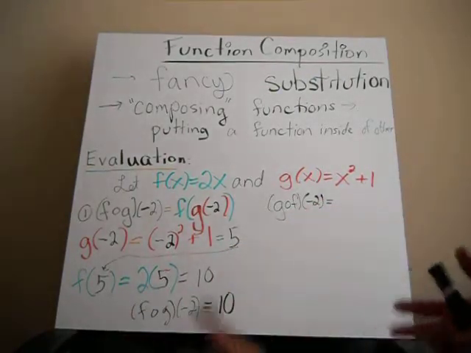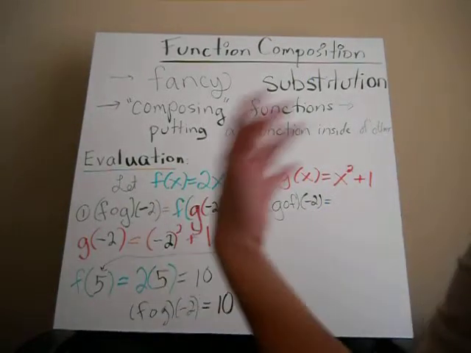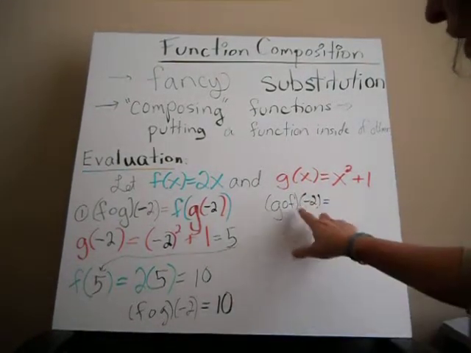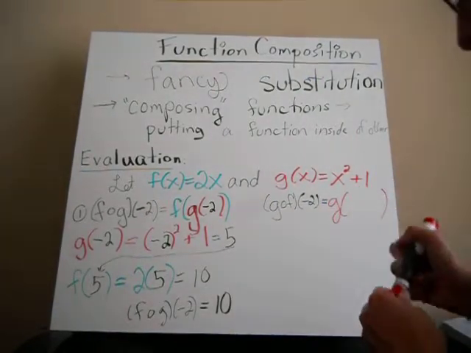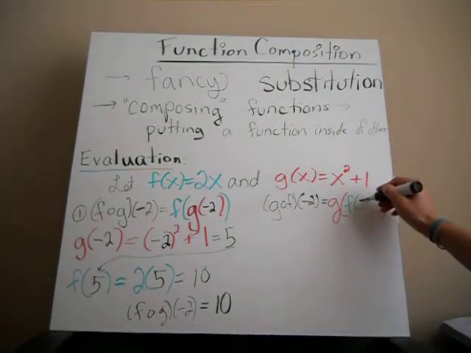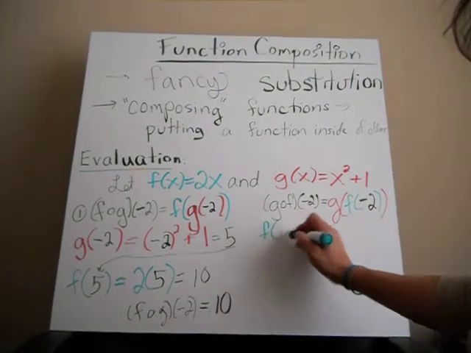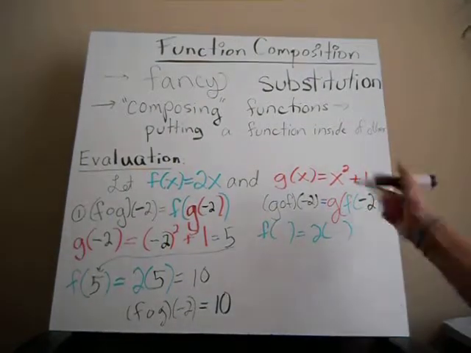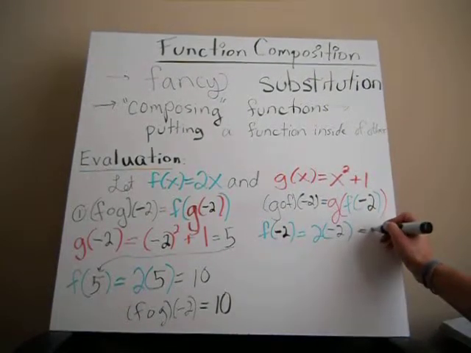Now, what's interesting is it very rarely works both ways. So if you have g of f of -2, what that means instead is that you'd be sticking -2 in f, and then sticking that in g. So g of f of -2 means that you're going to stick -2 in f first. And that means everywhere there's an x, you're going to be sticking -2. So f of -2, well, 2 times -2, that's -4.